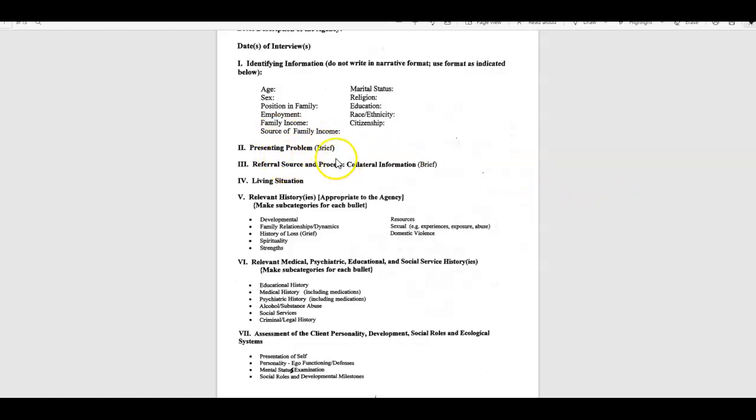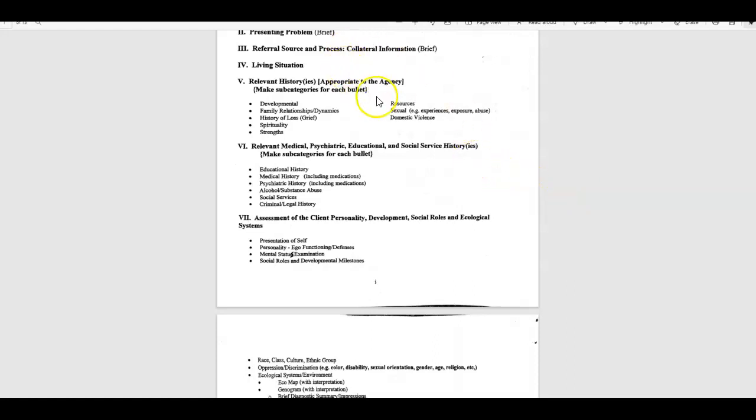Again, presenting problem, brief referral sources and process, brief living situation, relevant histories. And you are to comb over these subsections and complete as much as you can. Again, this is a very, very, very important part. In order to develop a diagnosis and a treatment plan for a client, you have to do a thorough assessment so that now you're going to analyze all the information gathered in the assessment to understand what is going on and use this evidence gathered from this data to hopefully come up with a diagnosis for your particular client.